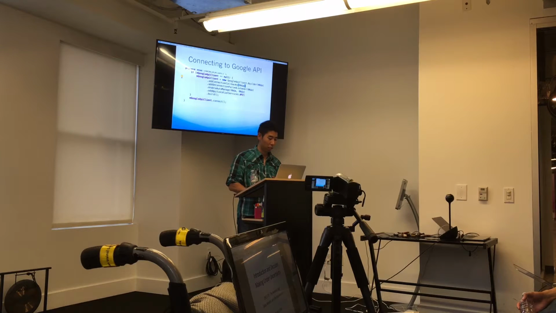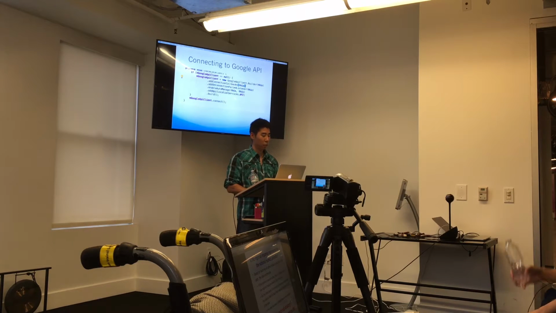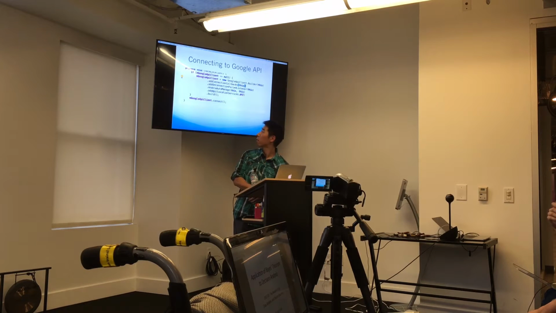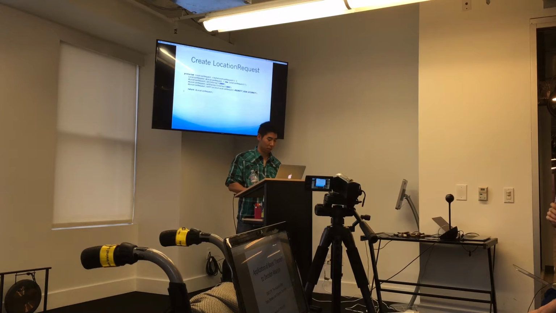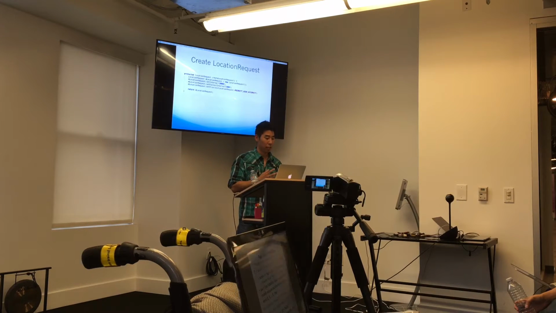And here's some of the code for that. It's pretty standard. I think I grabbed this directly from the Google Docs. Maybe added some flags in here, but for the most part, this is pretty much how you connect to the Google API. Next one. And then this is getting the location request. You create this location request that you're going to pass off to the API, telling it how long you want it to check, how frequently, and what's the fastest you want to check.